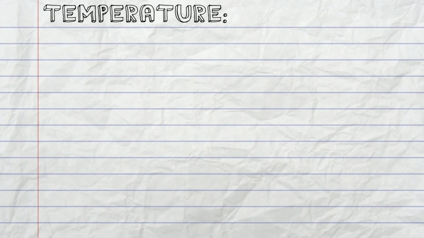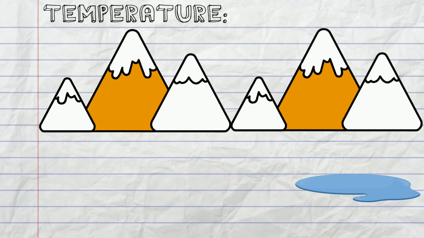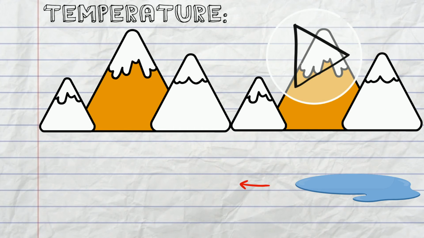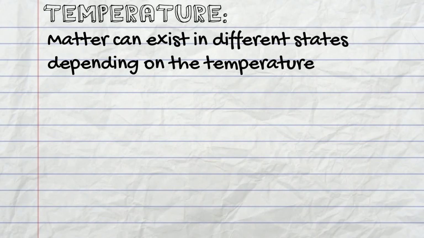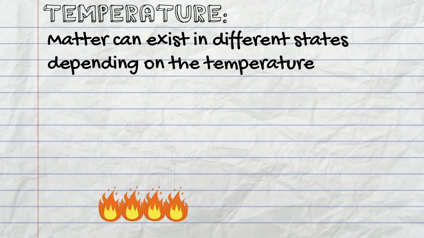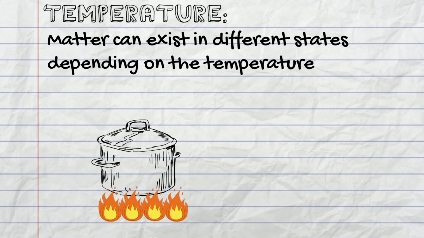Now let's go the other way. What happens when you put water in a really cold place, like in your freezer? Pause and think. Welcome back. The liquid water will turn into ice. So what does this tell us? Matter can exist in different states depending on the temperature. This is why you see steam when you see your mom boil the water. So the water is turning into a gas.